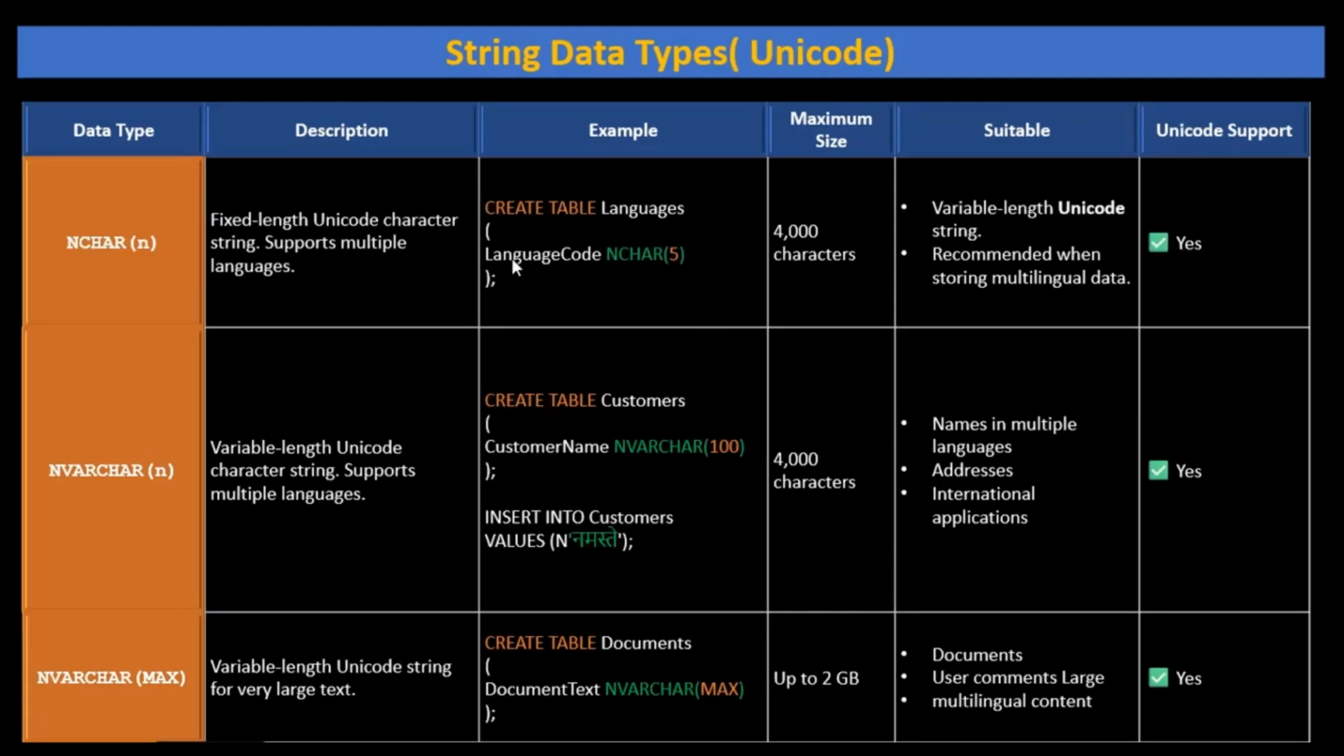If we want to store multilingual data in Unicode, we will use nchar for fixed length, and for variable length we will use nvarchar. Multilingual data means data in different languages, like names in multiple languages, addresses in multiple languages, and international applications type documents. For long data, we will use nvarchar(max), like for storing documents, user comments, etc. in multiple languages. To insert this type of data, we will use N before entering the actual data, like N in single quotes 'namaste'. It is in Hindi.